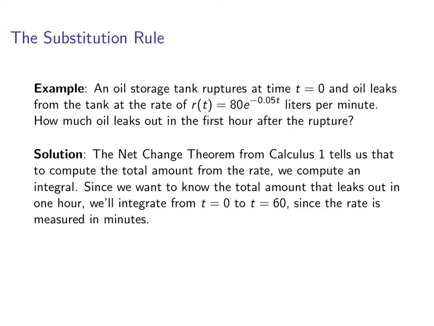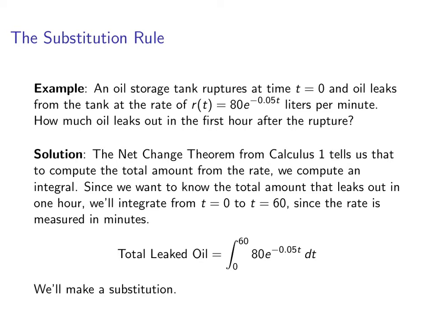In this case, we want to know the total amount that leaks out in 1 hour, so we'll integrate from t equals 0 to t equals 60, and that's because the rate is measured in minutes. We want to know how much total comes out in 1 hour. That's from 0 minutes to 60 minutes. So we'll say that our total leaked oil is the integral from 0 to 60 of 80 e to the minus 0.05 t dt. We're just going to integrate the leak rate, and we're going to do that from 0 to 60.